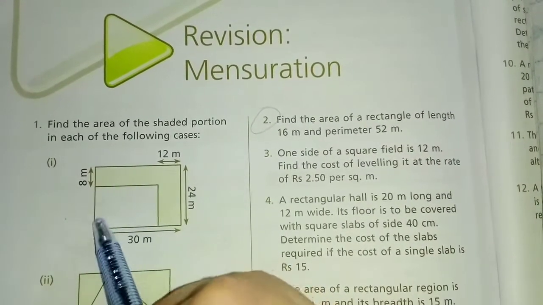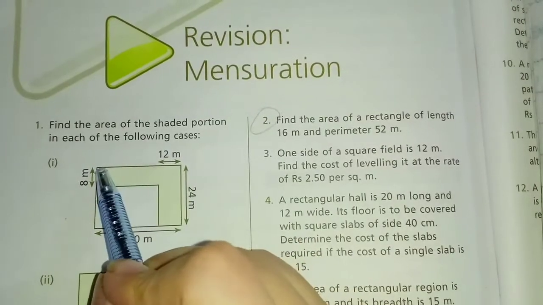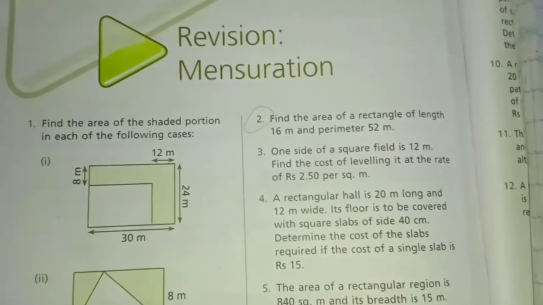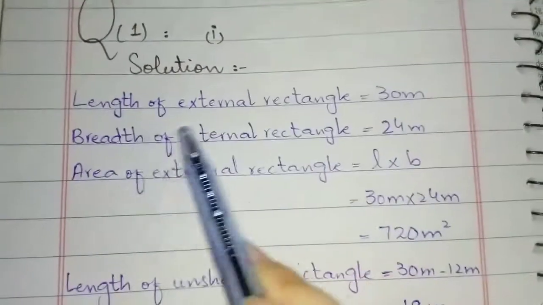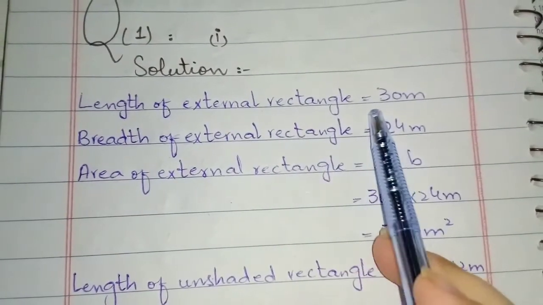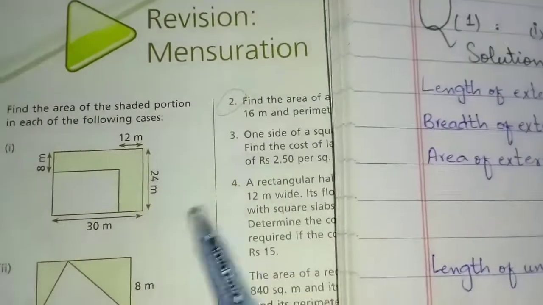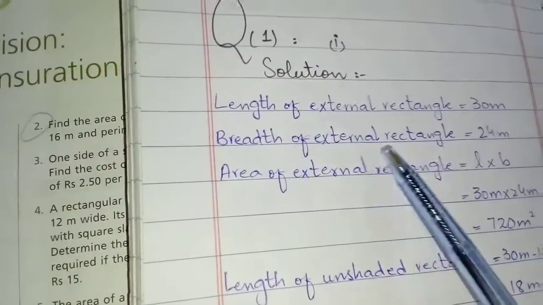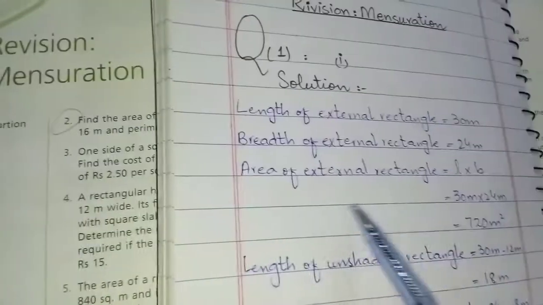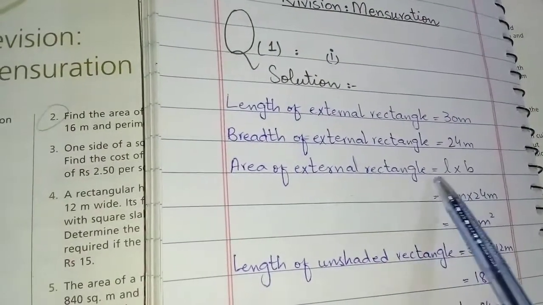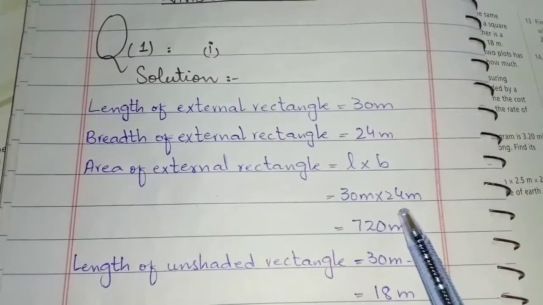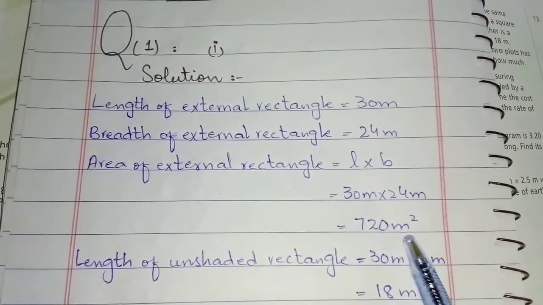First of all, we have to find the area of the external rectangle. The length of the external rectangle is 30 meter and the breadth of the external rectangle is 24 meter. So the area of the external rectangle is equal to length multiplied by breadth. 30 meter multiplied by 24 meter is equal to 720 meter square.